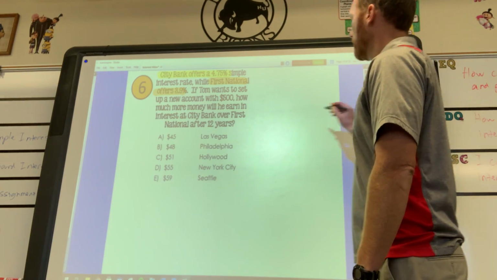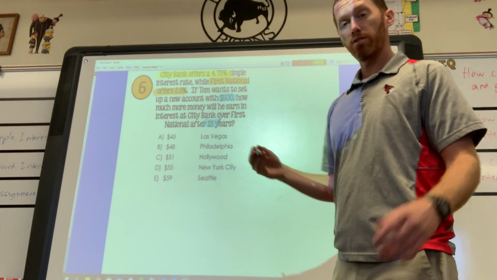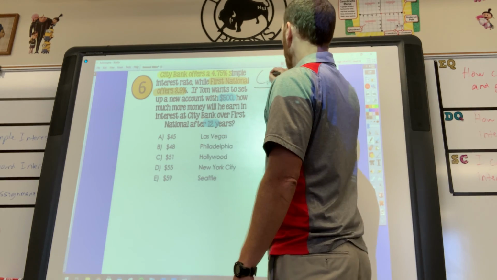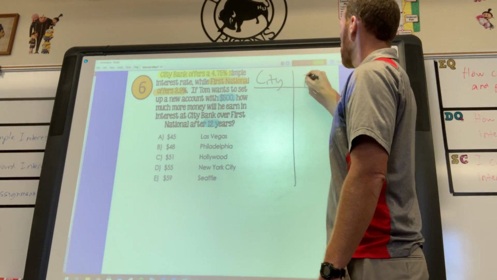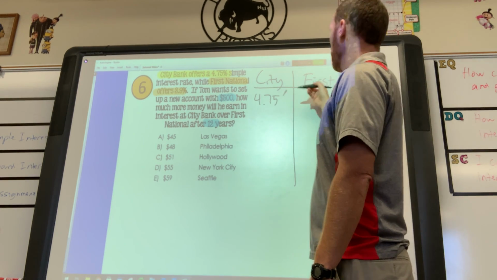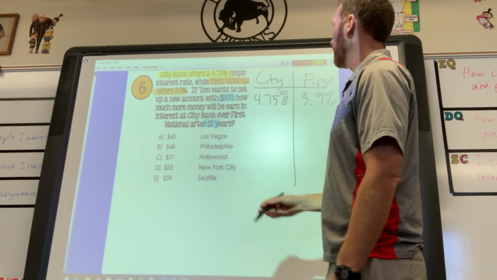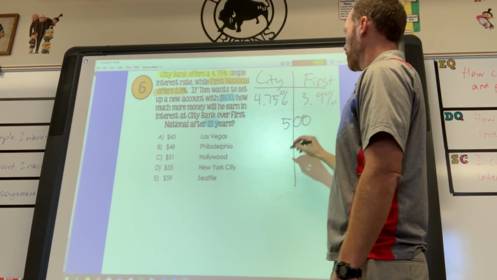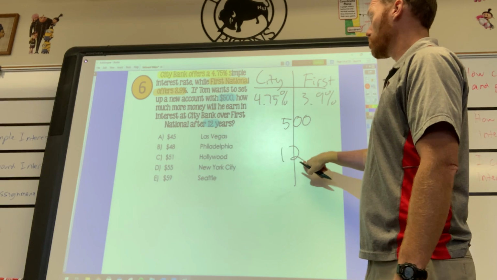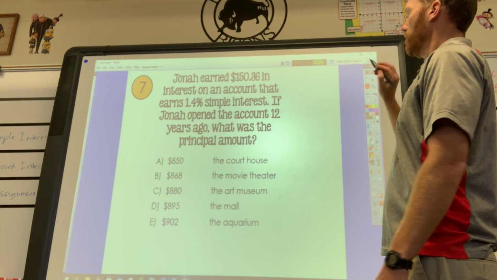Tom's in the story, and Tom has $500 to begin with. That's a principal. He's going to be in for 12 years. That's a time. And so what you're going to do is end up building a Citibank side. I'm just going to call it Citi, and the other side is going to be First National. On the Citibank side, the interest rate is 4.75. On the First National, the interest rate is 3.9%. Okay, you know what to do with that. And then on both of them, it's $500 of principal, and it's 12 years of time. And so you run all those numbers with Citi, all those numbers with First, and then figure out how much more money he would have at Citi. That's how you do that.